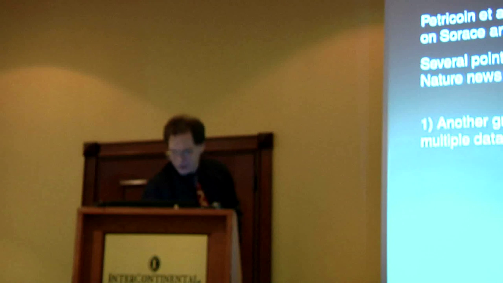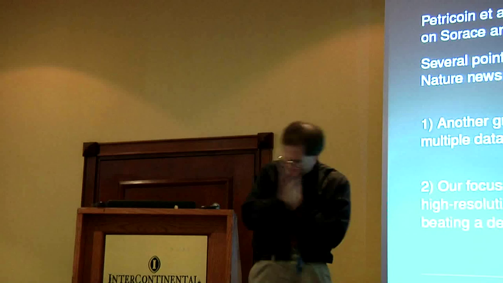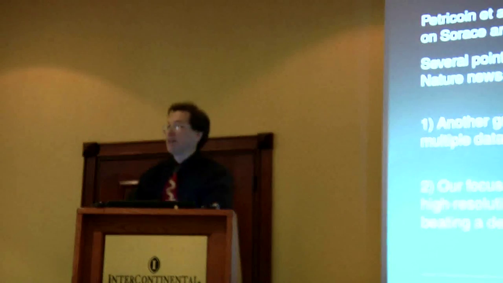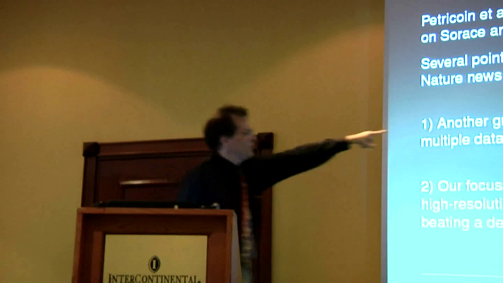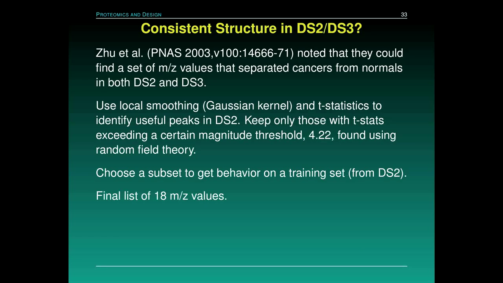And the second objection was still that you're just focusing on our low-quality data. That's proof of principle. Our new data is state of the art. You're beating a dead horse. So, okay, we have two new data sets here. So first one, let's see. Can we find consistent structure in these two data sets?